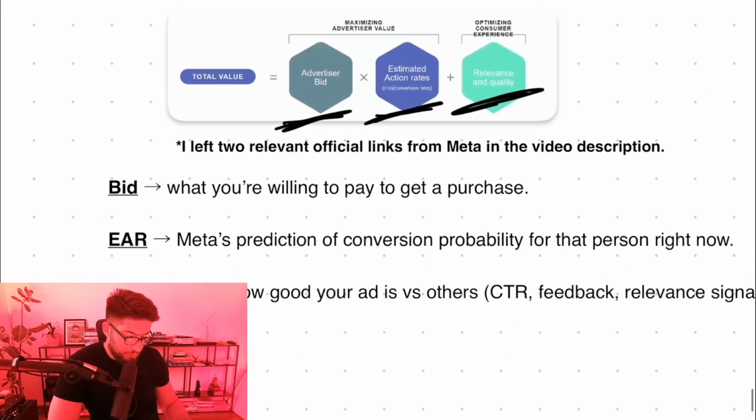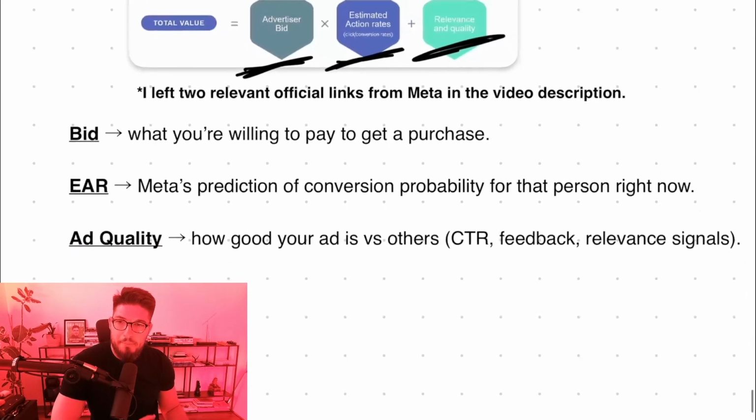Then the second point, estimated action rate. This is basically Meta's prediction of conversion probability for that person right now. So the estimated action rate is going to be different in every auction. As I said, there are hundreds of auctions happening at the same time, millions of auctions. So the estimated action rate changes depending on who is going to receive your ad.